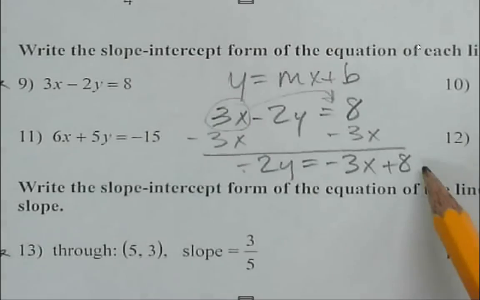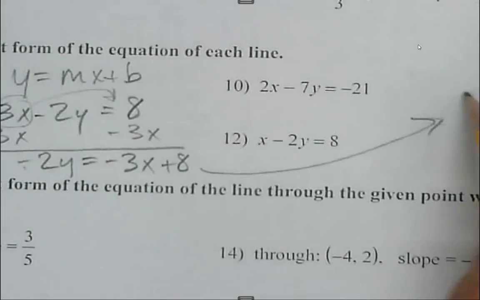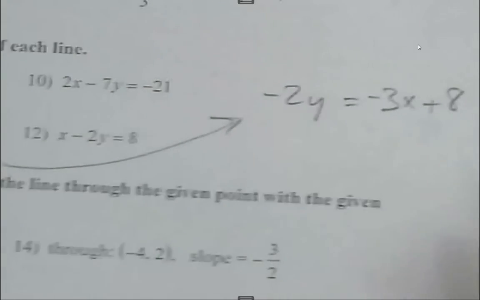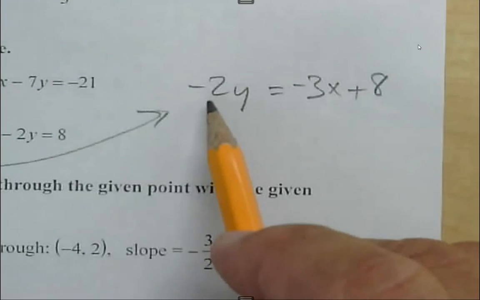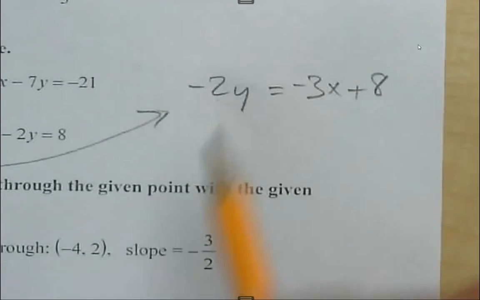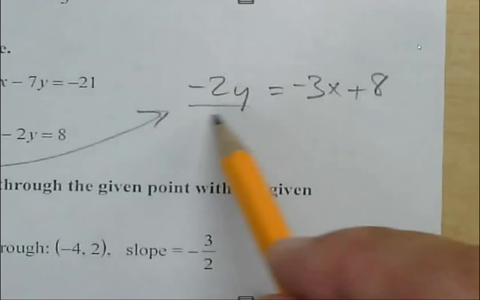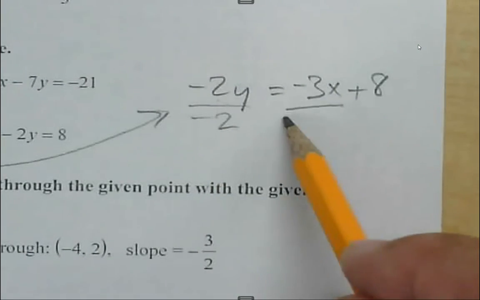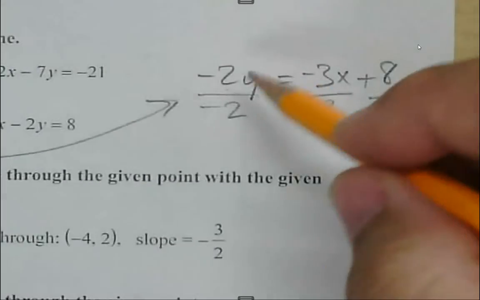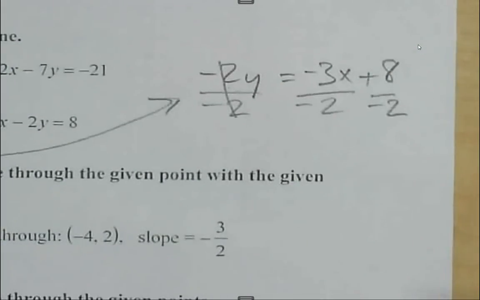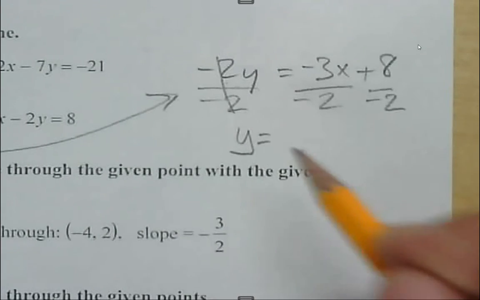And I'm going to go ahead and move my work right over here just so you can see what's going on. I got negative 2y equals negative 3x plus 8. Again, I need to try to get rid of this negative 2 because this y needs to be by itself. So I'm going to divide by negative 2. And remember, I've got to divide by everything over here. So these are going to cancel. The negative 2 and the negative 2 is going to cancel. I'm going to end up with y equals.